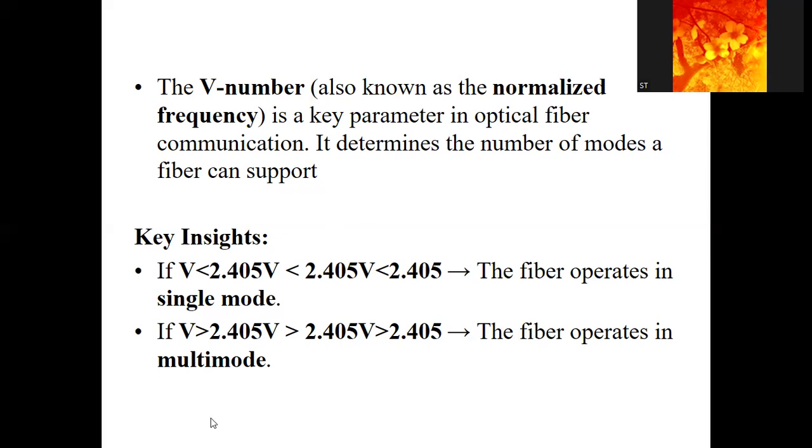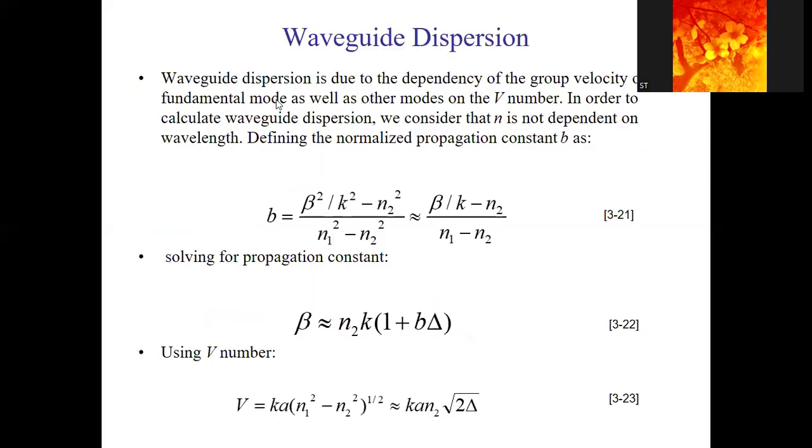Because the waveguide dispersion is related to the V number. Actually, it depends on the V number. In case of material dispersion, the reason is the refractive index. Variation in refractive index is the main cause of the material dispersion. But the waveguide dispersion is dependent on the V number. So, what is the waveguide dispersion?